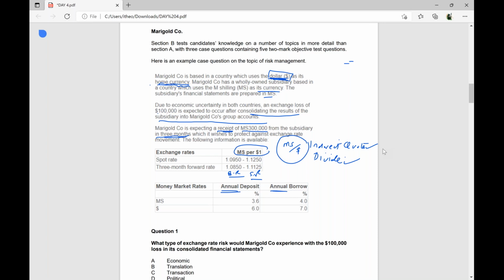That's it. So the summary was: it uses dollar as home currency, and it has a subsidiary which uses shillings. When consolidation was done, there was an exchange loss of 100,000, and a receipt of 300,000 shillings is coming. Exchange rate will always be provided. The currency will always be provided. Since it is shillings per dollar, dollar in denominator, it's an indirect quote: divide, lower buying, higher selling, and borrowing and deposit rates are given. Let's start the requirements now.